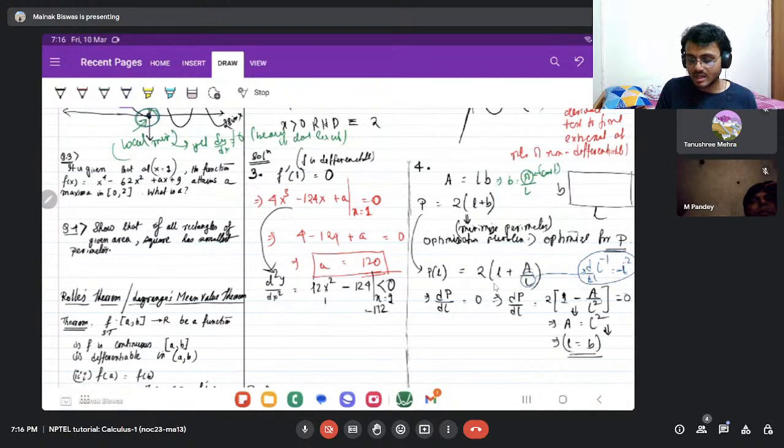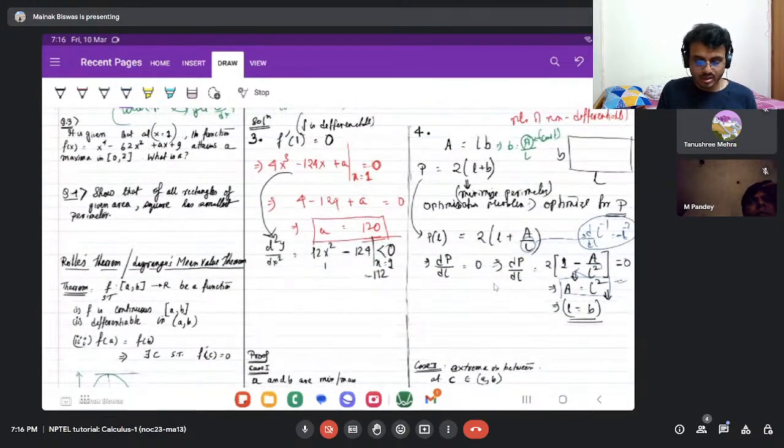So I set it to 0, it becomes A by L square is equal to 1. So I cross multiply L square and get A is equal to L square. So A is equal to L square is the formula of a square, right? Where L is equal to breadth. So this is the proof. This type of thing can be given for multiple areas. For example, you can use, say, a cylinder, where you want to minimize the surface area with the same volume. Similarly, you can do so, but we are not yet done.